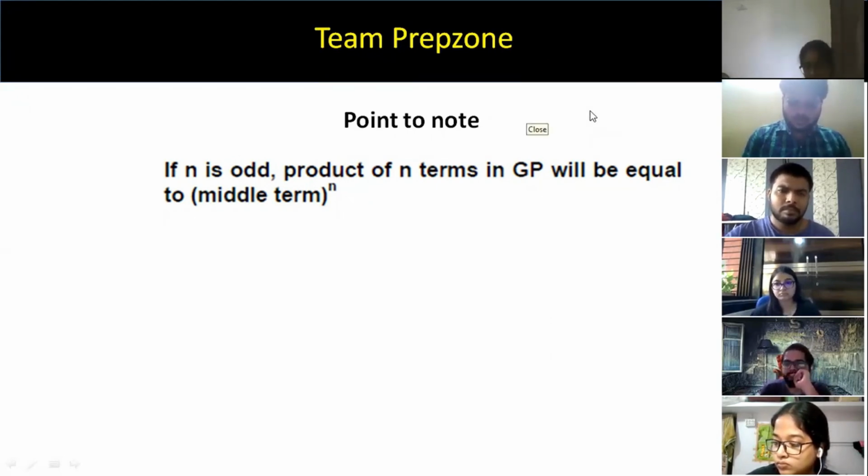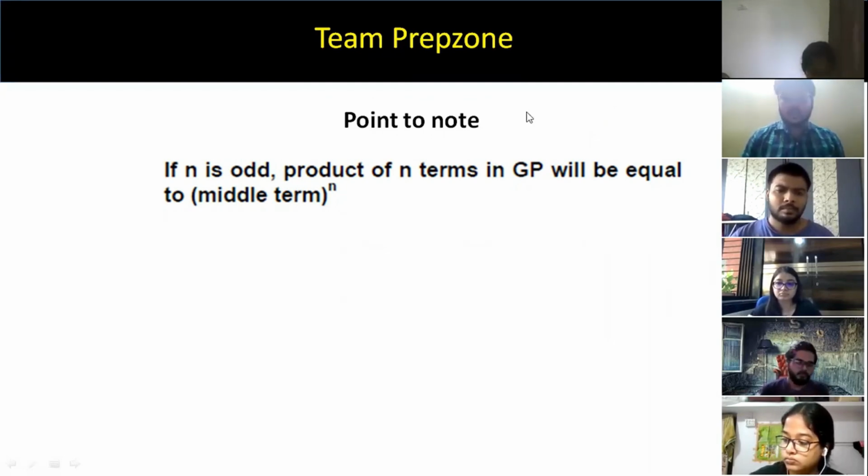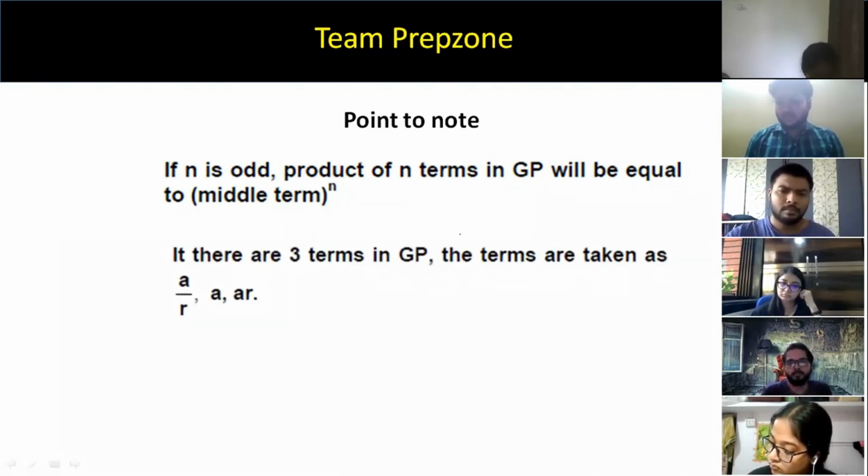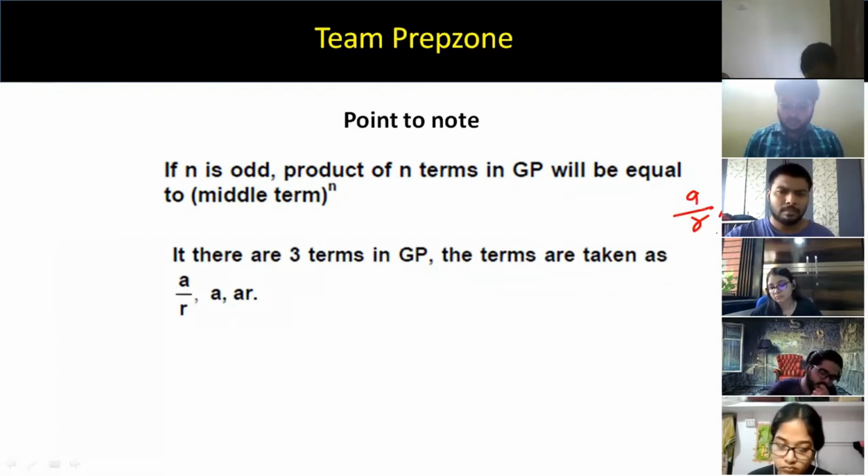Yes, very good. I think most of you are right. We will take it as a by r, a and ar, which is the next term. अगर 3 terms given है GP में तो you will take terms as a by r, a and ar. क्यों? क्योंकि क्वेश्चन में गिवन रहेगा कि मल्टीप्लिकेशन ऑफ ऑल द 3 टर्म इज से 27. So you can multiply them, r and r will get cancelled. This is 27 and then you can just solve it.